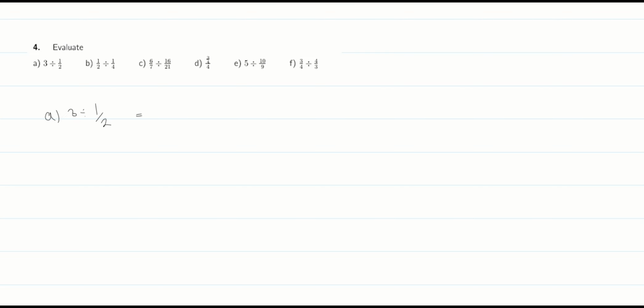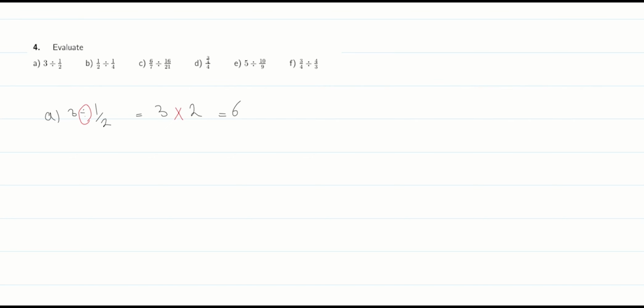So based off the method that I mentioned, we have to first keep the first number. I'm going to write 3 again. We have to change the division sign to a multiplication sign. I'm going to write multiply. And then we have to take reciprocal of the second number, which is going to be equal to 2. So it will be 3 times 2, which would be equal to 6.